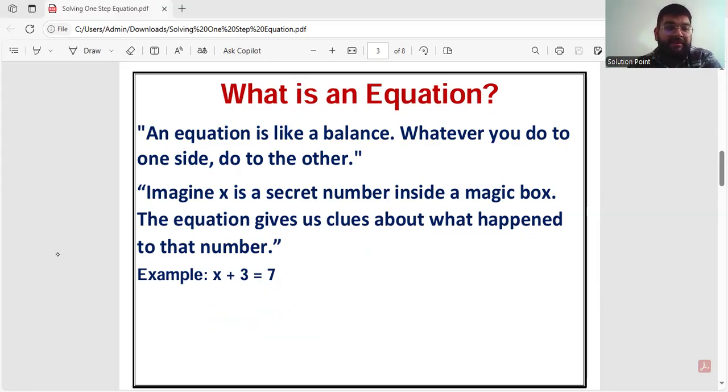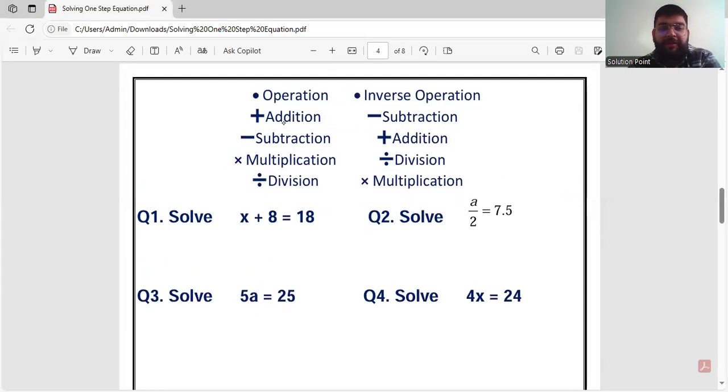So let's understand what the inverse operations are. For addition, the inverse operation is subtraction. For subtraction, the inverse operation is addition. For multiplication, the inverse operation is division, and for division, the inverse operation is multiplication. Let's solve some examples and apply these inverse operations here.